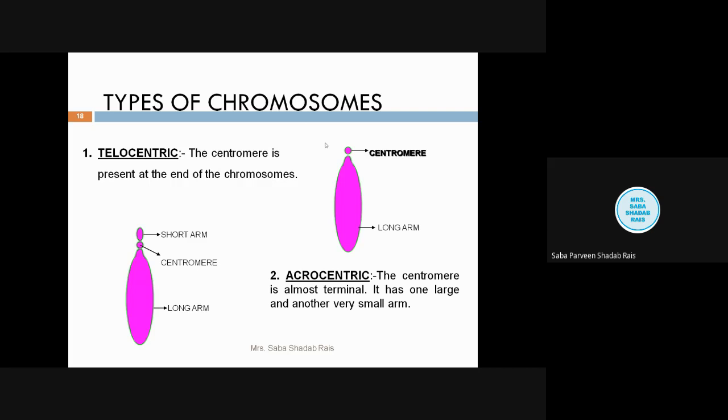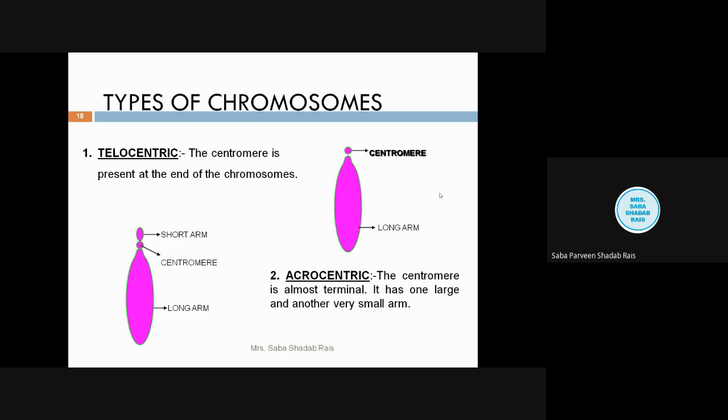exactly at the end of one arm, and this telocentric chromosome will have only one arm. The short arm will be eliminated. No short arm will be present in such a chromosome, only the long arm. But such chromosomes are very rare, children. They are found in certain plants and protozoans. Some protozoans which live as symbionts in the digestive tract of termites show such chromosomes.